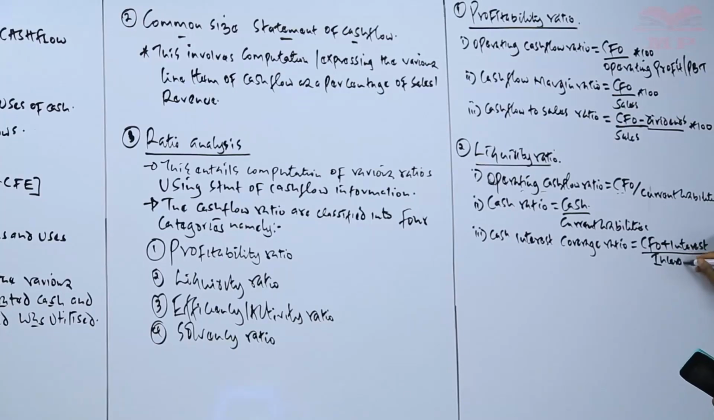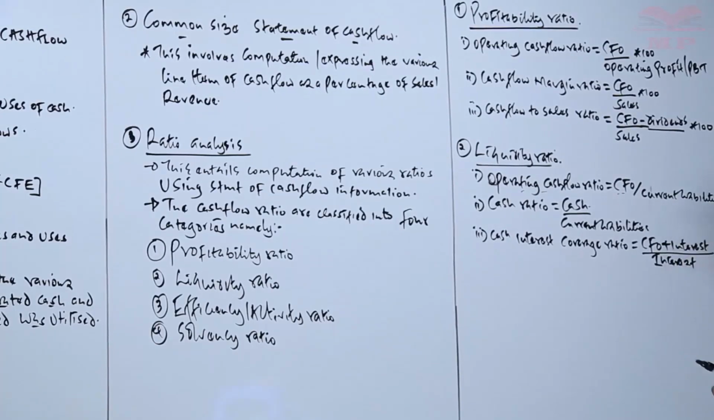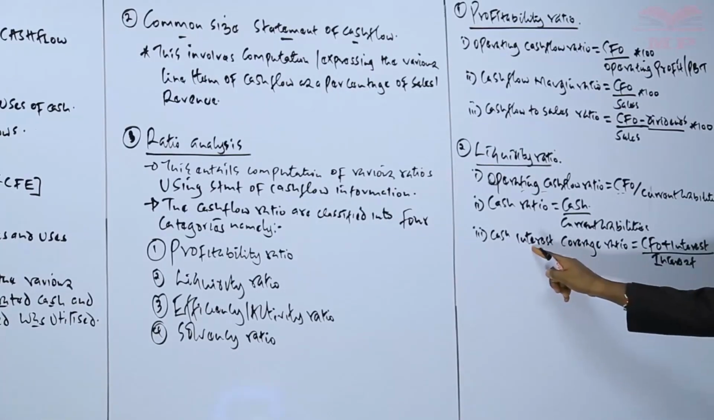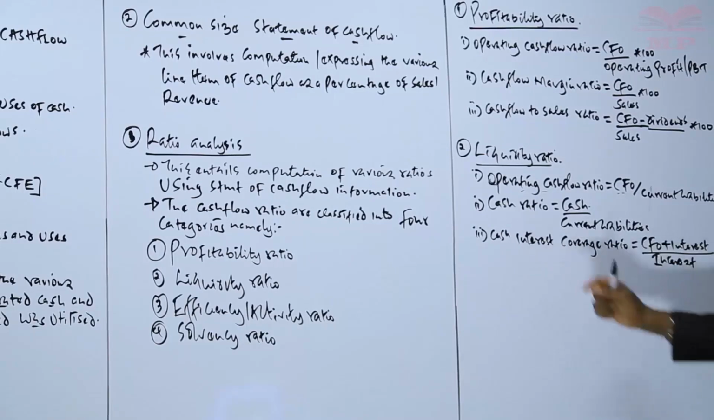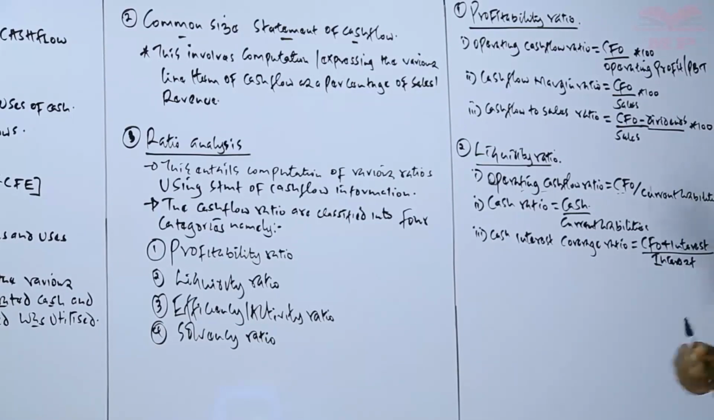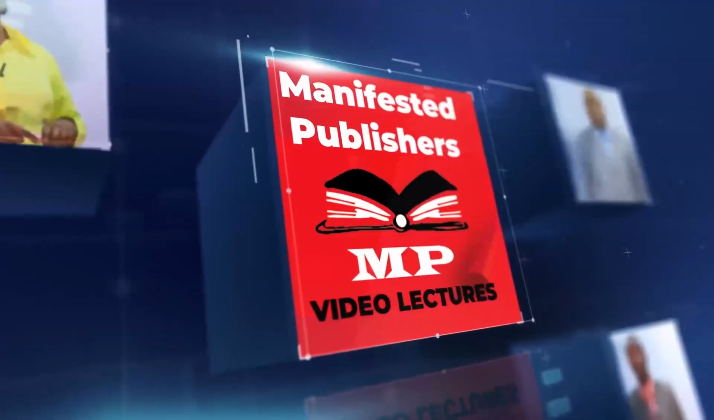Now for this particular ratio, we usually compute it to determine the number of times a company could be able to pay interest from the cash flow from operation. That's why we refer to it as cash interest coverage. How many times could the company be able to pay interest from the cash flow from operation?